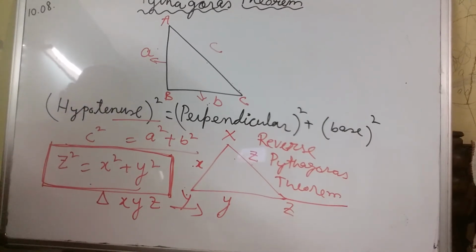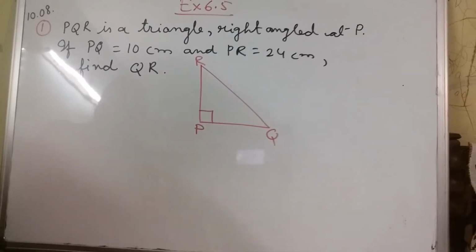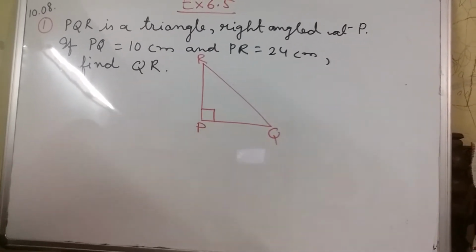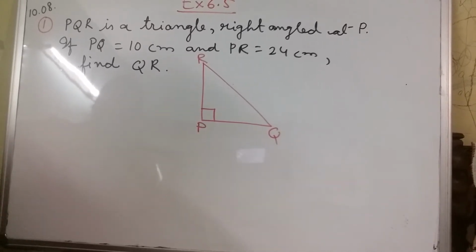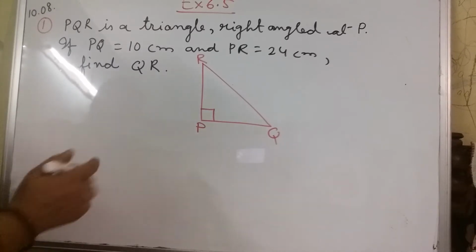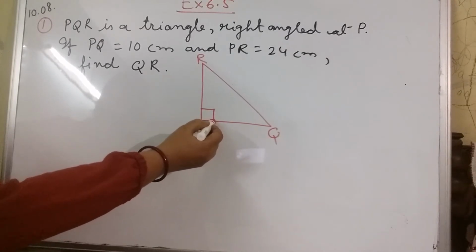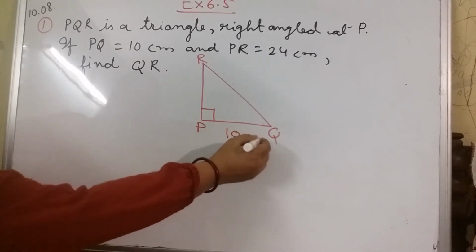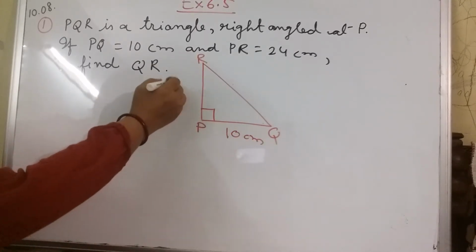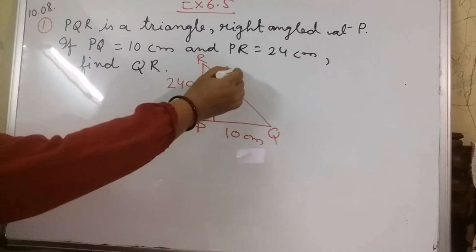6.5. Question number 1. PQR is a triangle right angled at P. If PQ equals 10 centimeter and PR equals 24 centimeter, find QR. PQR is a triangle and right angle at P. Now PQ is 10 centimeter, PR equals 24 centimeter. You have to find out this QR.